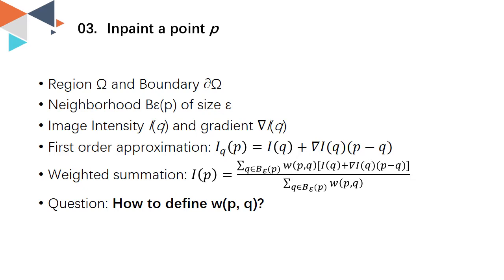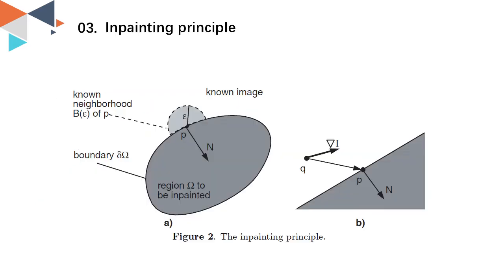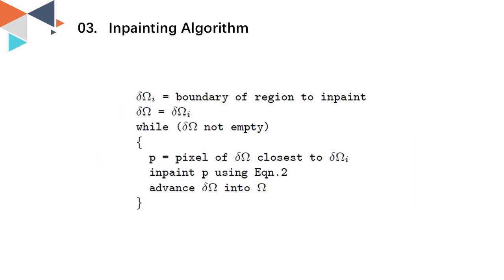So there is another question: how do we define the weights? Let's see, the left figure shows the missing area and its boundary. And for a single point P, we use its neighborhood B epsilon of P to calculate the value on it. And the right figure shows the first order approximation. The algorithm we describe here is quite straightforward and simple. After we find the boundary and the missing area, we use an iterative way to do it. First, we find a point P, then we inpaint it, and we advance the boundary into the missing area until we finish everything.